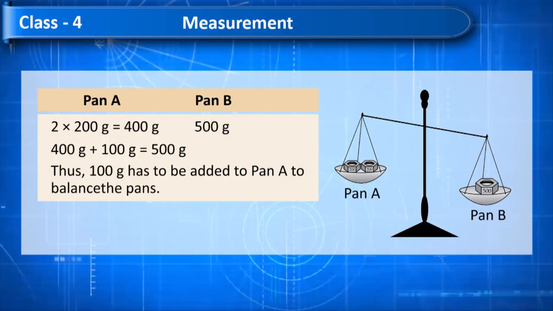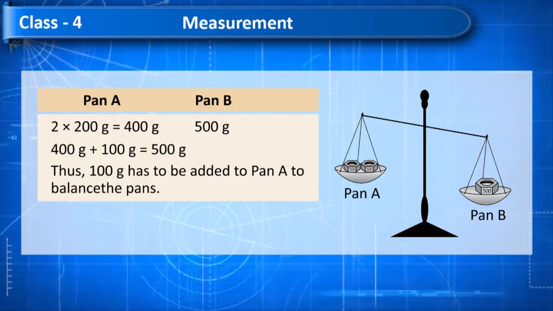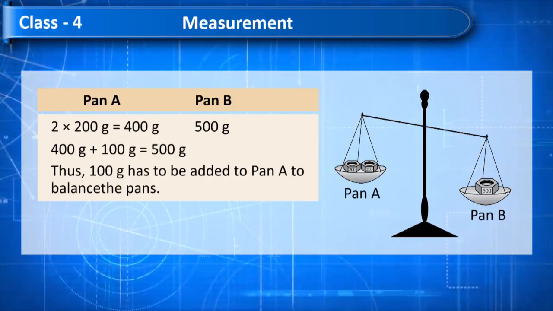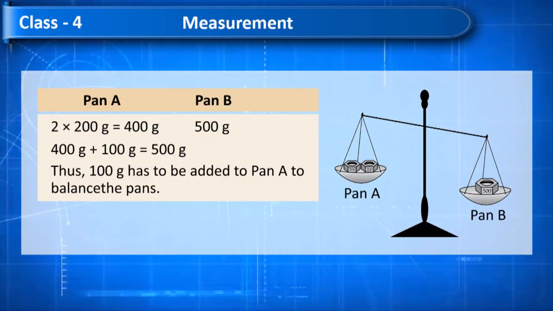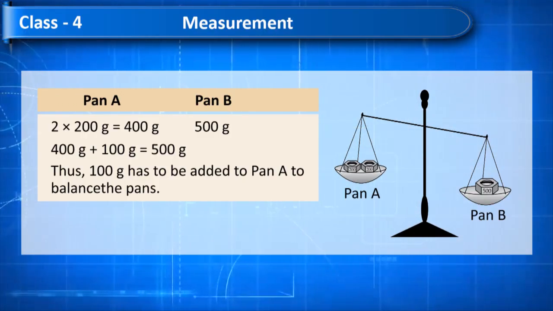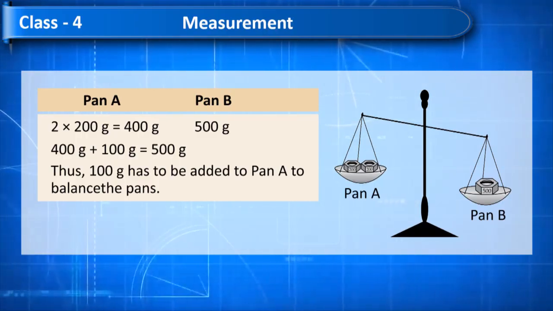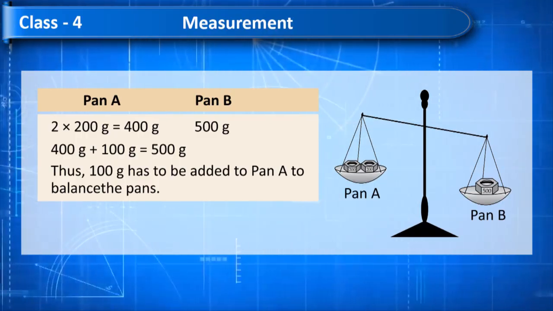In pan A, 2 multiplied by 200 gram equals 400 grams, whereas in pan B, there is 500 grams. So 400 gram plus 100 gram is equal to 500 gram. Thus, 100 gram has to be added to pan A to balance the pans.